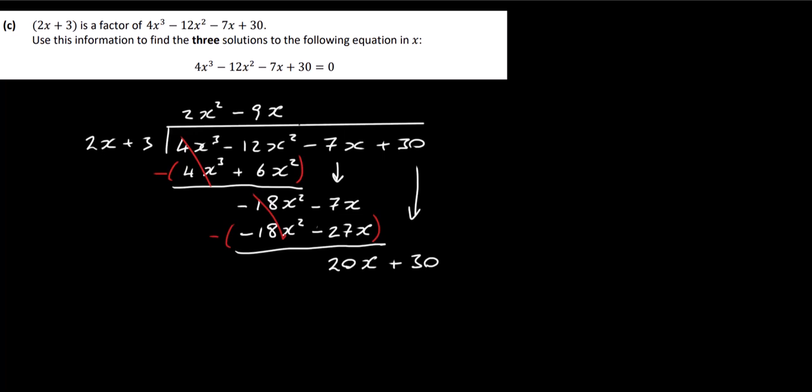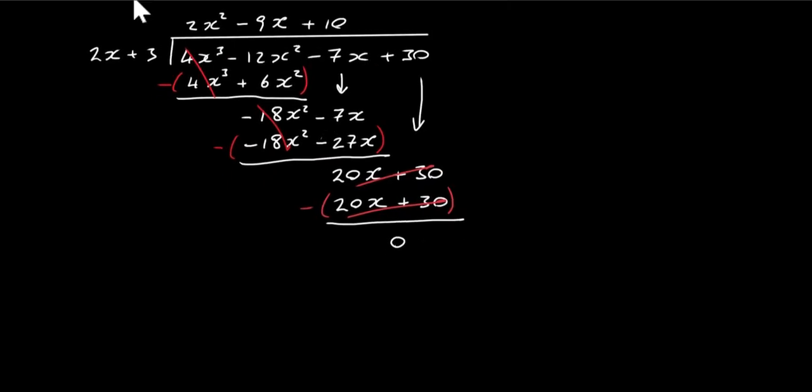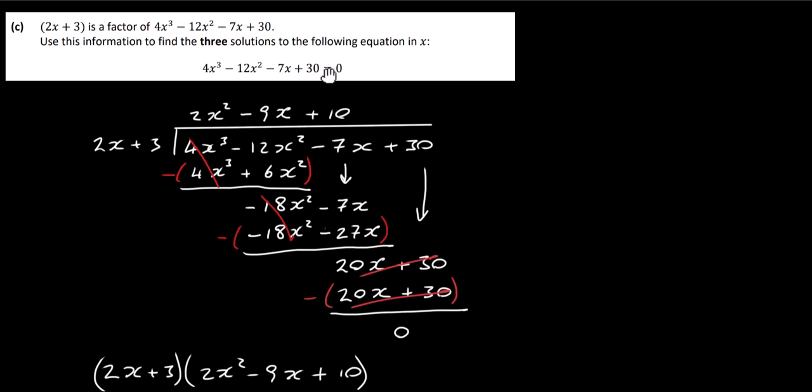2x into 20x is just plus 10. 2x times 10 is 20x, plus 3 times plus 10, that's plus 30. Put a line underneath, again subtract, and you should find that this will just cancel with this here, and we'll get a 0 remainder. So what's that left us with? Well, we now know that if we multiply 2x plus 3 by 2x squared minus 9x plus 10, that'll give us our cubic here. It said solve our cubic equal to 0.